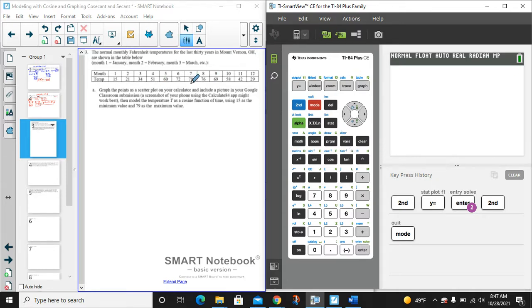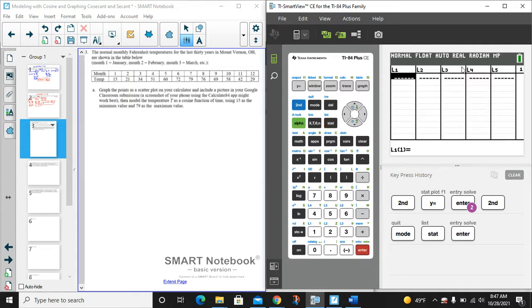So now to put this data into our calculator, we go ahead and hit the Stat button. It will bring up these three menus here. We just go ahead and hit Enter on Edit, and it will bring up all of these different lists. Of course, if you have stuff in there, you'll have to clear them out.